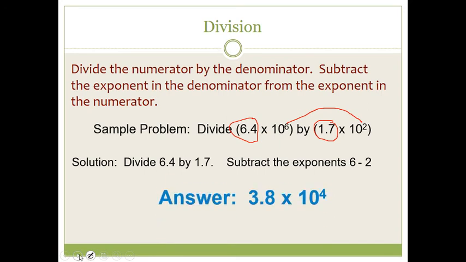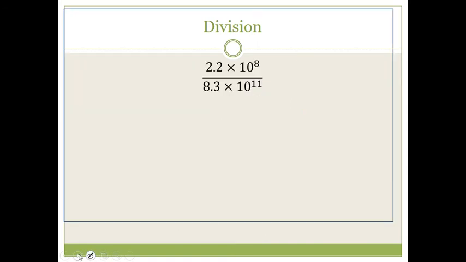And that's it. So 6.4 divided by 1.7, I go on my calculator, I get 3.8. And then I do 6 minus 2 to get the 4. So this answer is 3.8 times 10 to the 4th. Pretty easy, right? Just like the multiply.